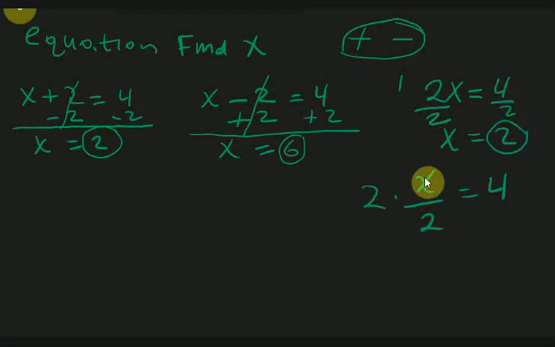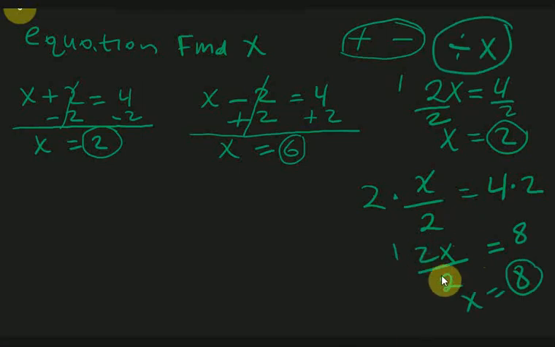What about division? x divided by 2 equals 4. You have to multiply now. Once you multiply, you have 2x over 2 equals 4 times 2, which is 8. They cancel each other, because 2 divided by 2 is 1, and 1 times x is x. Because you multiply here, 4 times 2 is 8. This time your x is 8.